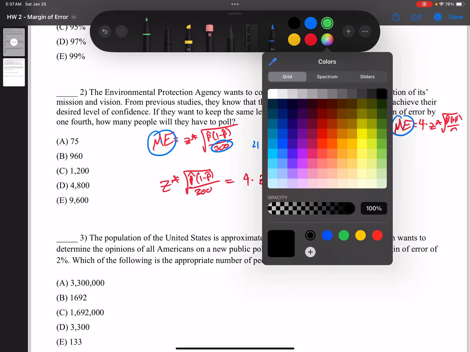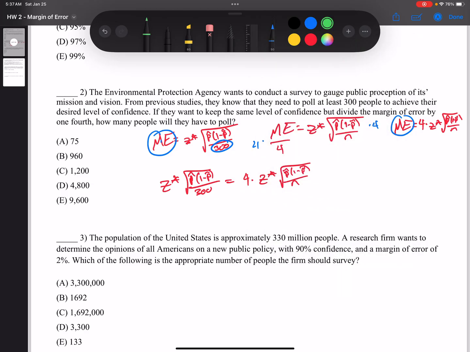Because remember, on this side we're trying to divide by 4 to figure out what our n is going to be. Okay, and the nice thing about all this is a ton of this cancels out. Because the z's are going to cancel out, and in fact everything inside the square root is also going to cancel out. The p hat 1 minus p hat cancel out. All of that cancels out. So what we're left with right now is the square root of 1 over 300 is equal to 4 times the square root of 1 over n. Okay, and so that makes it a little bit easier.